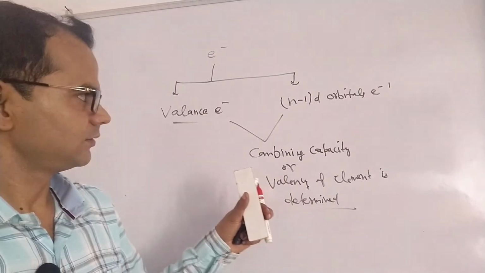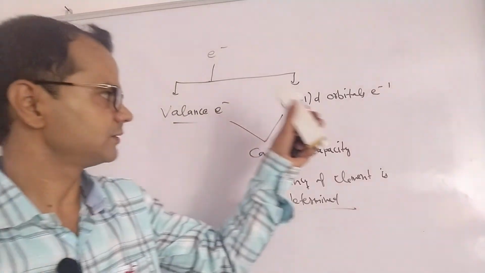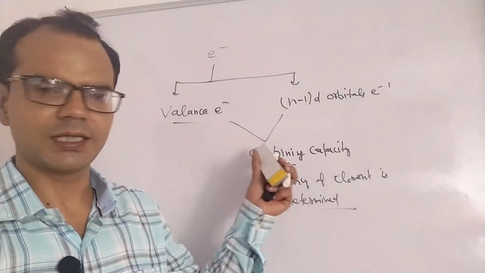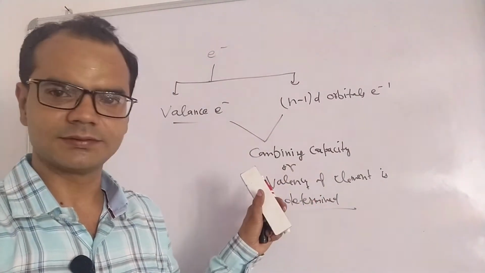Right? Those electrons which are present in valence shell and those electrons which are present in n-1 d orbitals, they can participate in bond formation, they can combine. That will decide the valency of elements. Clear?